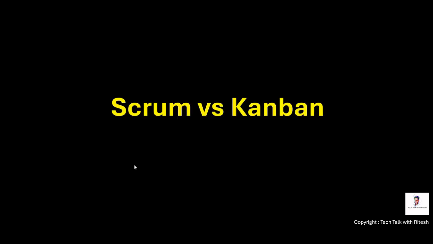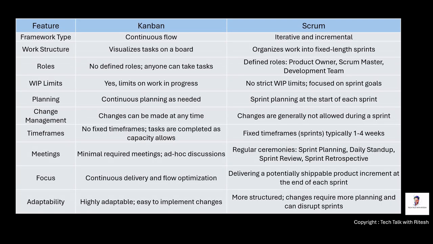Now we have learned Scrum and Kanban. Let's see what is the difference. So this tabular format I just put in so that we can see all the differences or align what has changed between Kanban and Scrum. So framework type: it's continuous flow in Kanban, and iterative and incremental in Scrum, right? We have visualization here, and Scrum is basically organizing the work into fixed length sprints. So like 1, 2, 4 weeks is sprints, right?